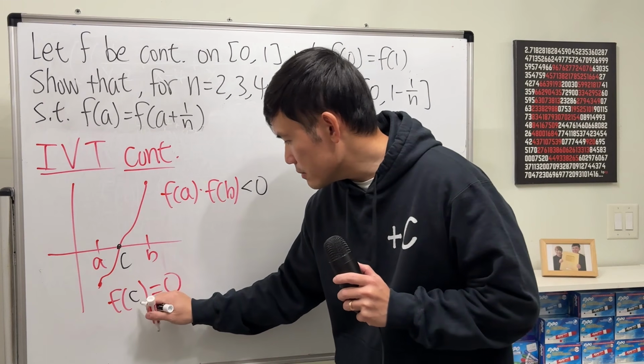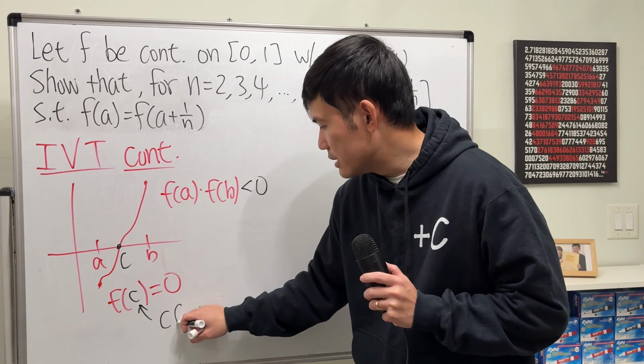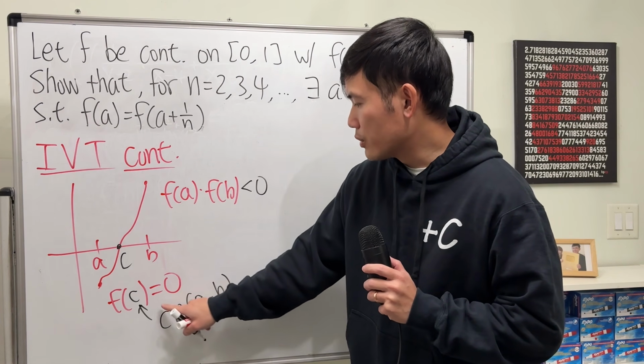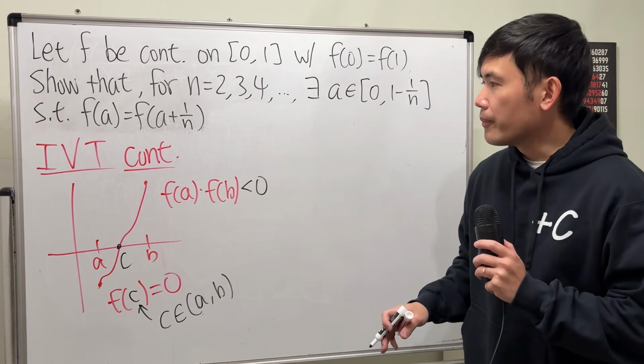And c will be on the interval a to b. Technically, it's an open interval a to b, because you know that f of a is not 0 and f of b is not 0, because the product is less than 0.